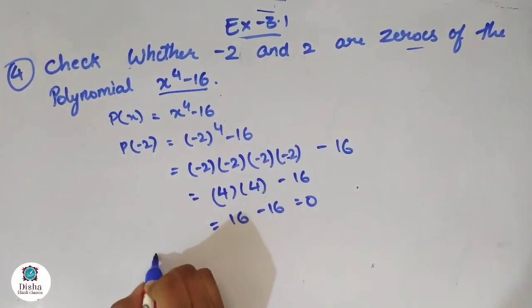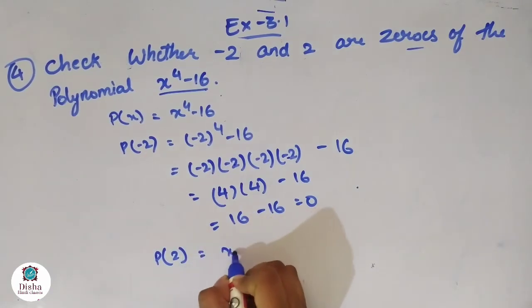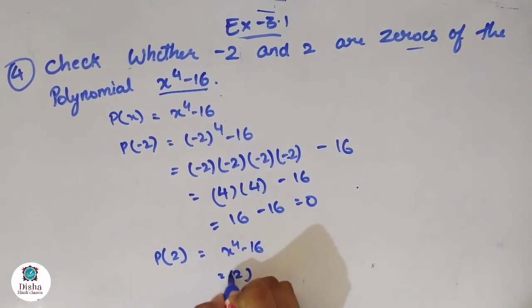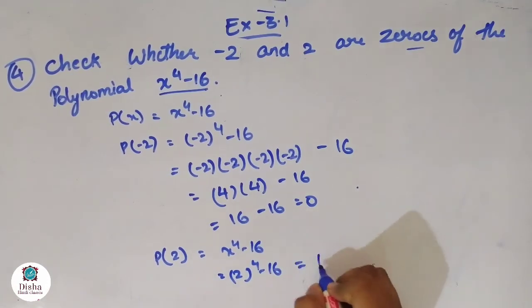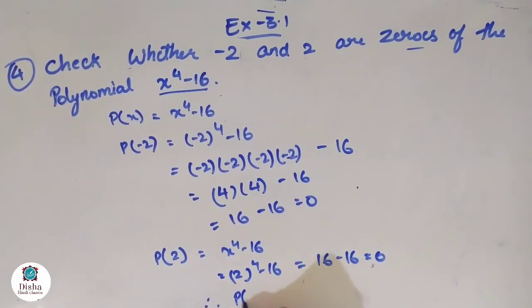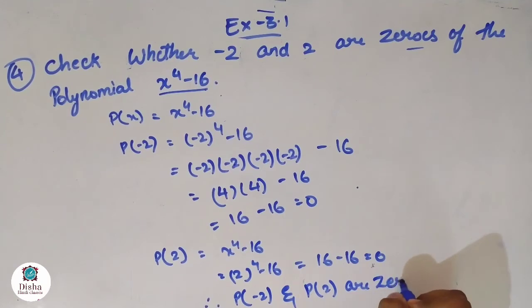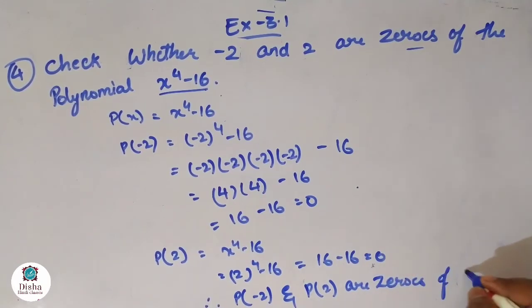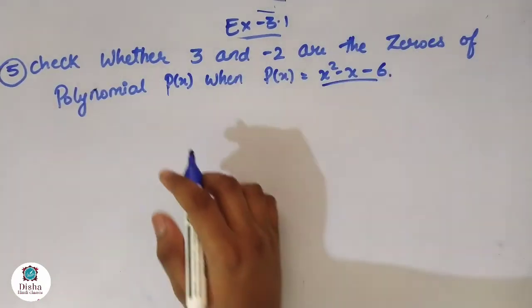Now one more we have, p of 2. So x power 4 minus 16. So 2 power 4 minus 16. So 2 power 4 will be 16, minus 16 equals 0. Therefore p of minus 2 and p of 2 are zeros of the polynomial p of x equals x power 4 minus 16. So a similar question to the fourth one.